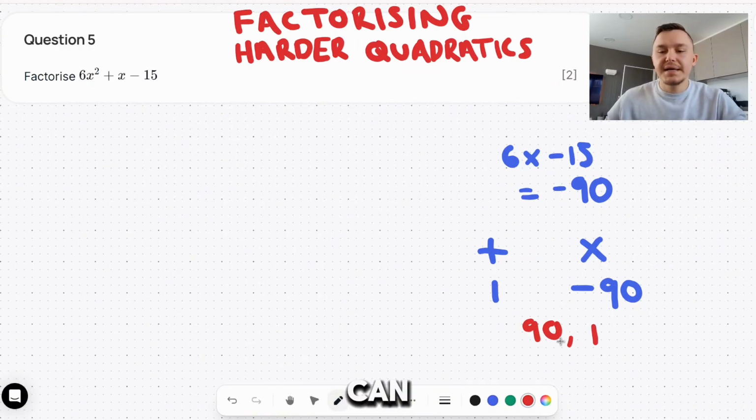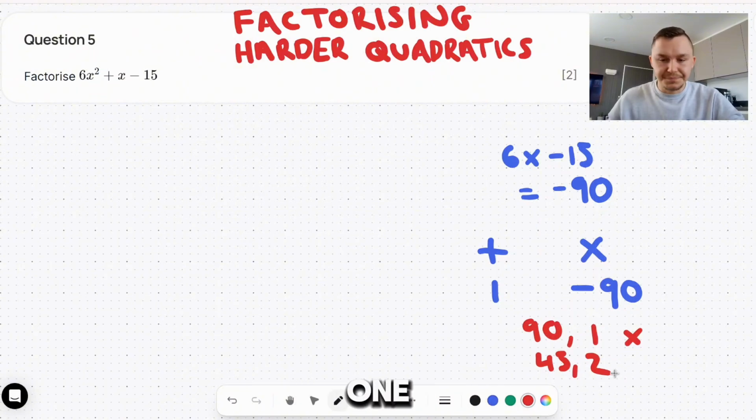Now there's no way I can make 90 and 1 sum to 1, right? Even if I were to use minus 90 and 1, that would still give me minus 89. So I go to the next one, 45 and 2. And again, 45 take away 2 is not anywhere close to 1. And I keep going until I find what works.